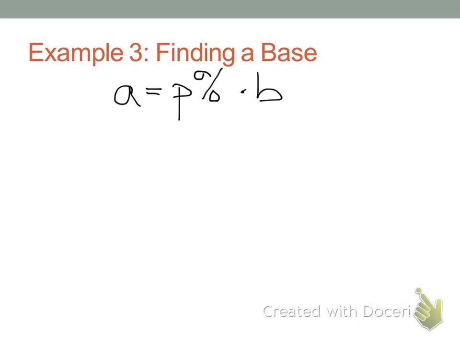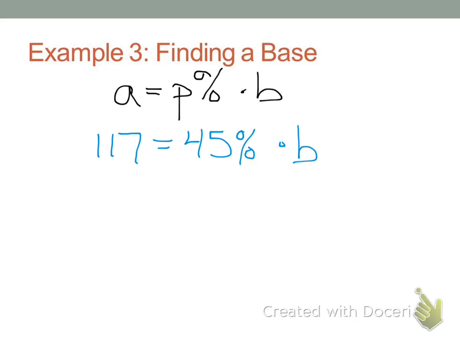So what do I know? What is A? What's A? 117. It's 117. What's P percent? 45. And remember, leave it as a percentage times B. Now, is it going to just be 45B? No. What is it going to be? 0.45B. 0.45. Make sure you convert to a decimal.